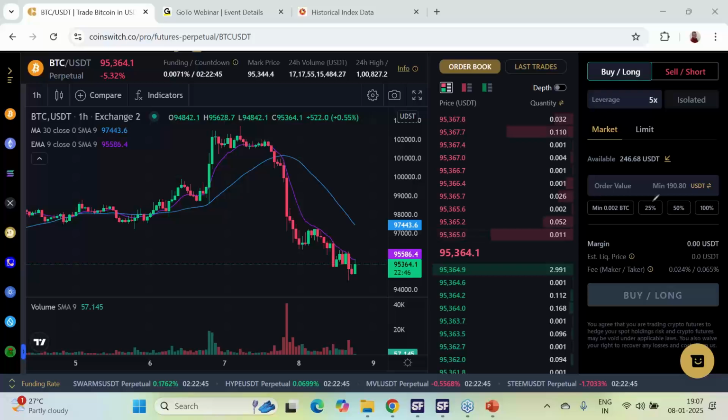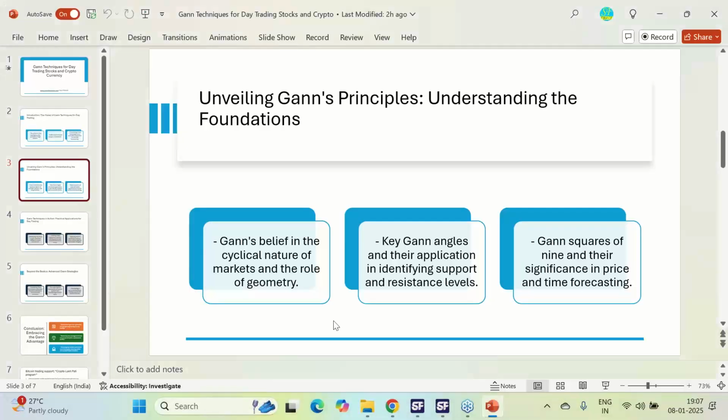But what we need, two-dimensional data, is the first part of the things which Gann has rejected. Gann believes the price is cyclic in nature and its role is of geometry. So it follows a perfect geometry. It is cyclic in nature. So why is it perfect geometry?